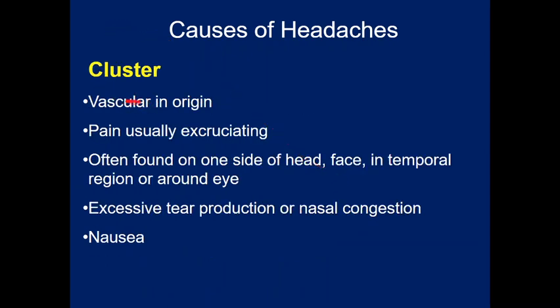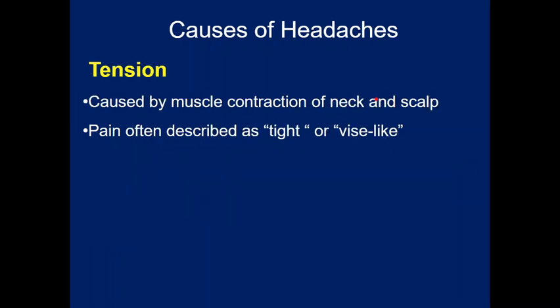Cluster headaches are also vascular in origin. These headaches are also called suicide headaches because they hurt so much, excruciating headaches. It's frequently retroorbital on one side of the head, in the temporal, just behind the eye. These patients have some weird neurologic discharges, and so they create a lot of tears, nasal congestion, their pupils may be abnormal, but it's unilateral. All right, so all these symptoms would be unilateral with the pain located behind the eye. These patients frequently have a lot of nausea too.